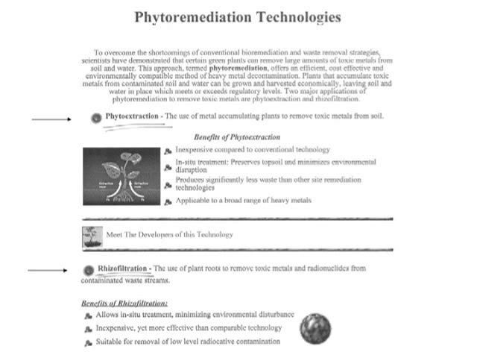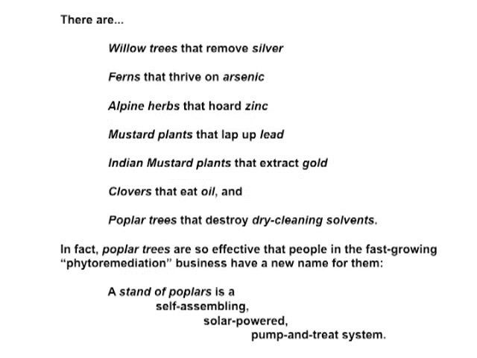Phyto meaning plants, remediation meaning cleaning up something in the environment. And so there's a lot of use of plants, not just in water conditions like wetlands, but also in soils to use the plants to clean up toxic material in the environment. Willow trees will remove silver, ferns arsenic, alpine herbs hoard zinc, mustard plants lead, Indian mustard gold, clovers oil, and poplar trees are very effective at destroying dry cleaning solvents that are down in the groundwater and in the soil.